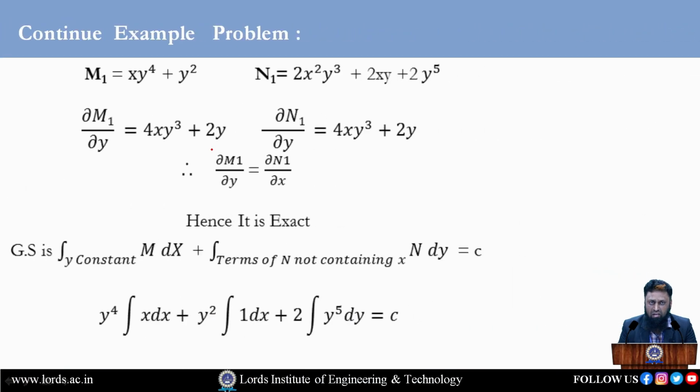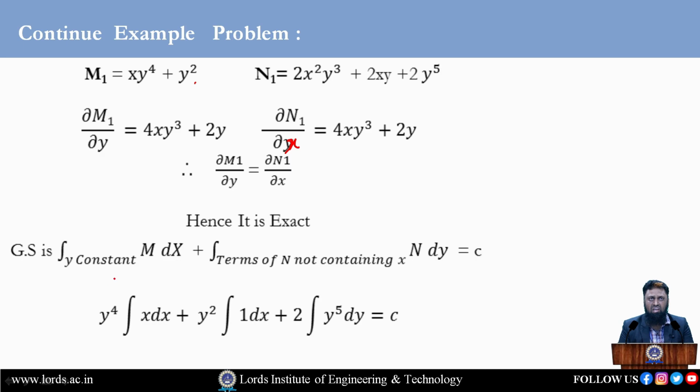So you get the m1 value as xy power 4 plus y square, and the n1 value is 2x square y cube plus 2xy plus 2y power 5. Now partial differentiation of m1 with respect to y gives 4xy cube plus 2y. Partial differentiation of n1 with respect to x gives 4xy cube plus 2y. So it is exact, dou m1 by dou y equal to dou n1 by dou x. It is exact. Now go to the general solution.